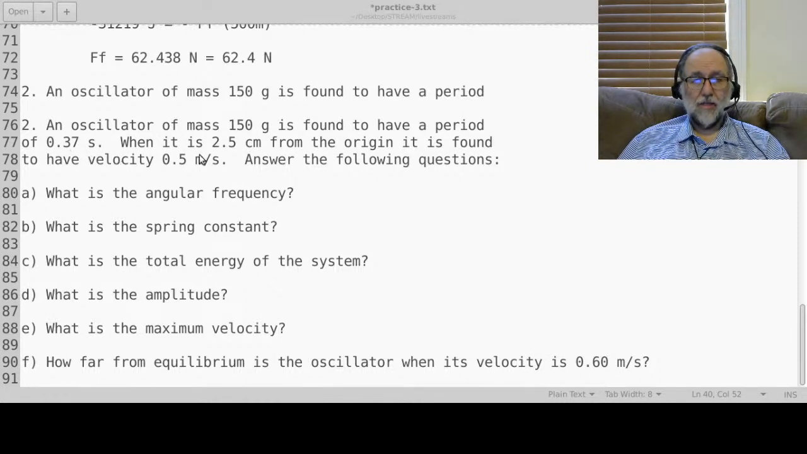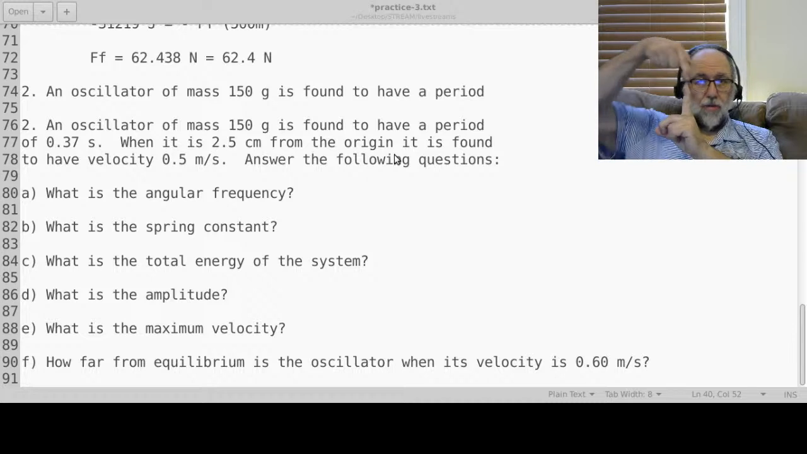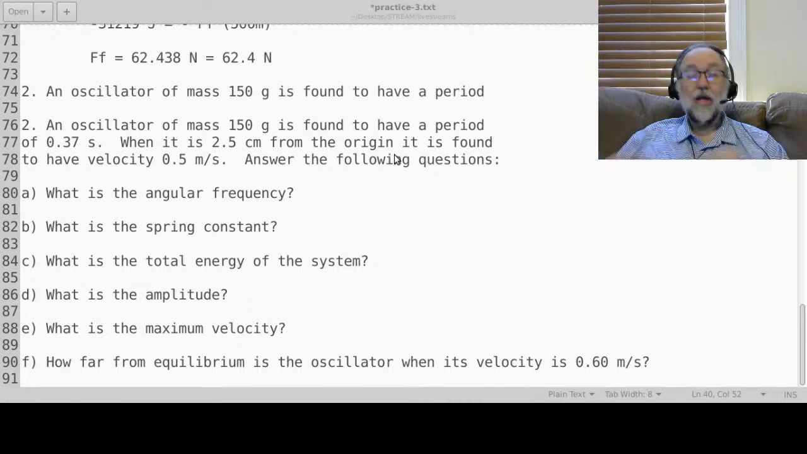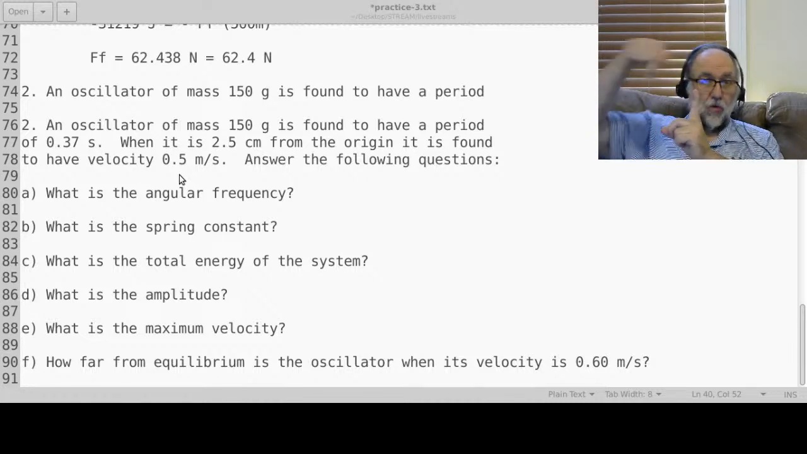So 0.37 seconds. And also I tell you that the origin is also equilibrium. So if my finger is equilibrium, the oscillator, remember, oscillates symmetrically about the origin. When this thing is 2.5 centimeters from the origin, it's found to have a velocity of 0.5 meter per second. And I didn't tell you whether it was 0.5 meter per second inwards or outwards.